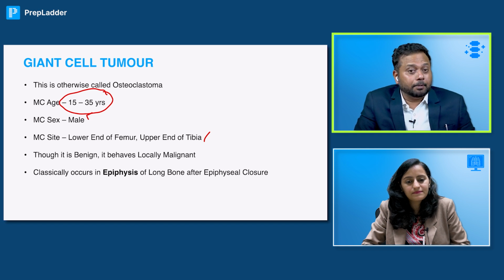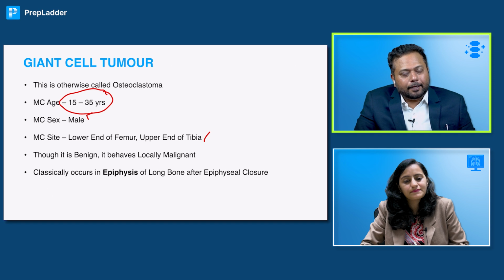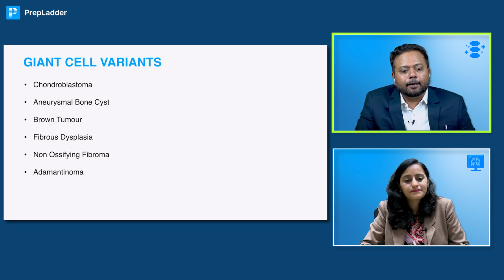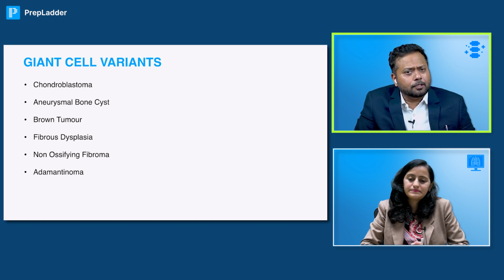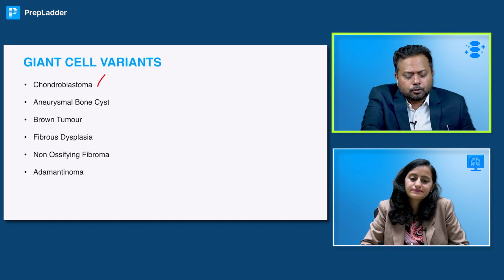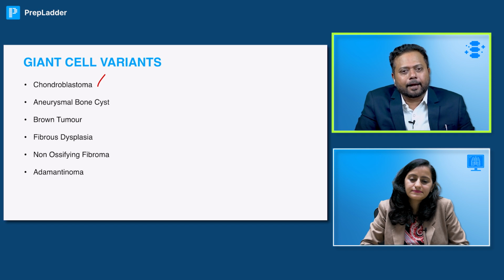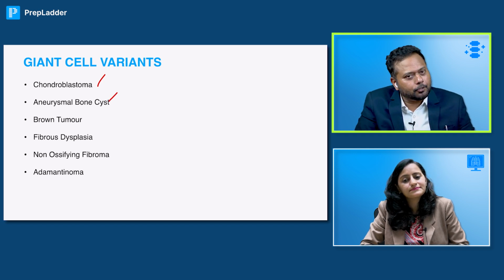And though it is benign, it behaves locally malignant. And classically, it occurs in the epiphysis of long bones after epiphyseal closure. All those things ma'am has highlighted very well. And coming to giant cell variants, this is very important, dear friends. Chondroblastoma is the first differential diagnosis, and it is very difficult to differentiate giant cell tumor from aneurysmal bone cyst.